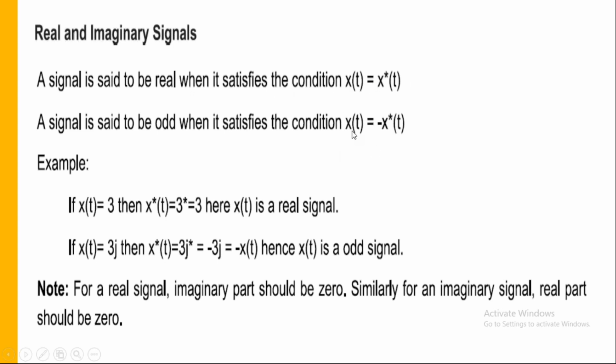The cos term you can call the real part, and the sine term you can call the imaginary part. So for a signal to be an odd one, it has to satisfy this condition. Here x star of t represents the complex conjugate of x of t. Please make a note of it.